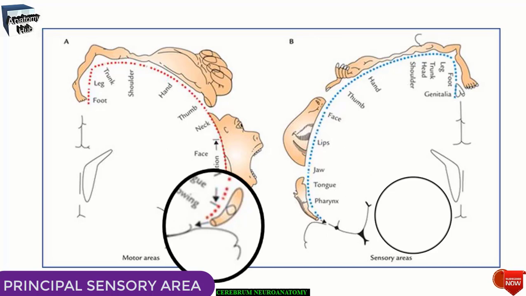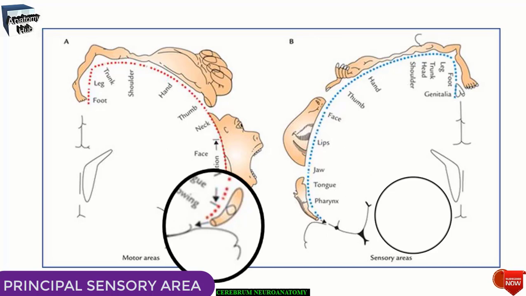The thumb, fingers, lips, and tongue have a disproportionately large representation. The primary sensory area is concerned with the perception of exteroceptive sensations, or you can say pain, touch and temperature, and proprioceptive sensations, that is vibration, muscle and joint sense. These all types of sensations come from the opposite half of the body. However, the sensations from the pharynx, larynx and perineum go to both sides.